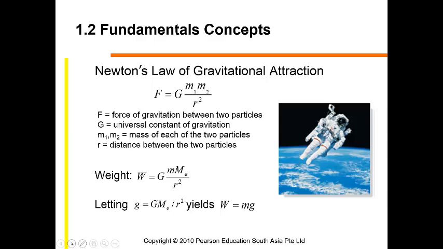Newton's law of gravitational attraction is expressed here. If we replace weight with G m, mass of the Earth, upon r squared, and we express g, or gravity, as this universal constant of gravitation times the mass of the Earth upon r squared, we get the simplified expression for weight, which is weight equals mass times gravity.